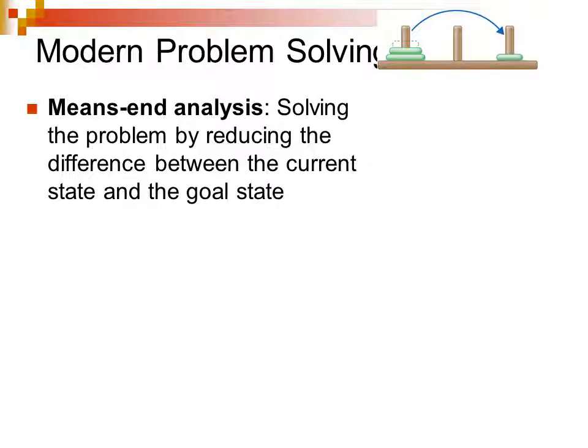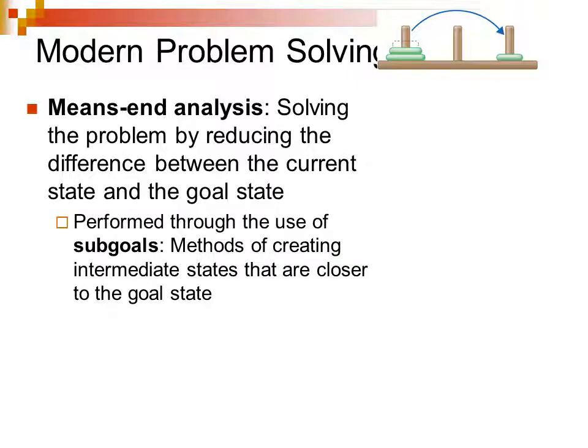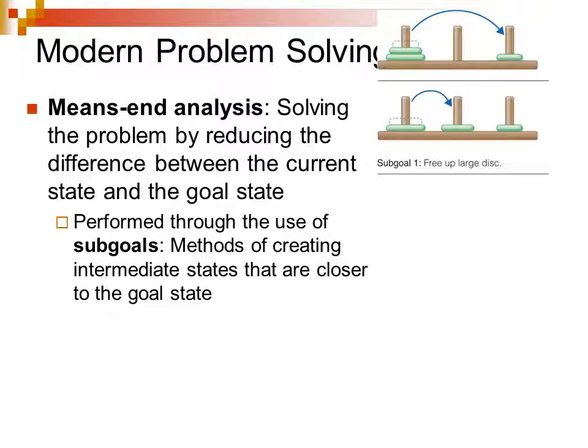Specifically, Newell and Simon say performing this means-end analysis leads to the creation of subgoals, which are methods of creating intermediate states that are closer to the goal state. In other words, you solve the problem by completing each of its subgoals. So beginning with the problem's initial state, where all three disks are on the left peg, the first subgoal is to free up the large disk by moving the small and medium disks to different pegs.